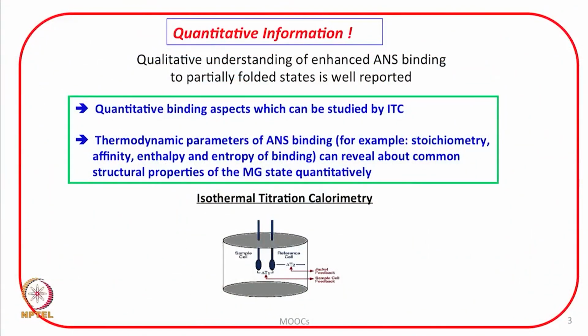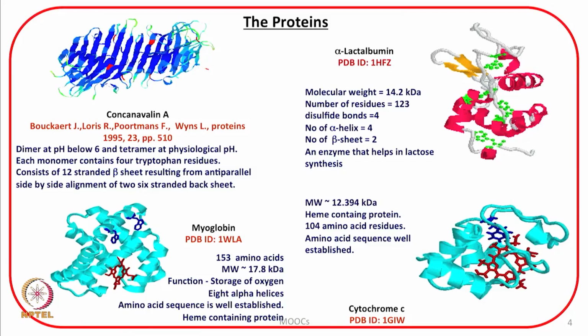Now, let me present some data from literature and start trying to answer these questions. Let us take a look at the slide. Literature suggests that proteins like concanavalin A, myoglobin, cytochrome C and alpha lactalbumin can easily be pushed into a molten globule state under certain solvent conditions.